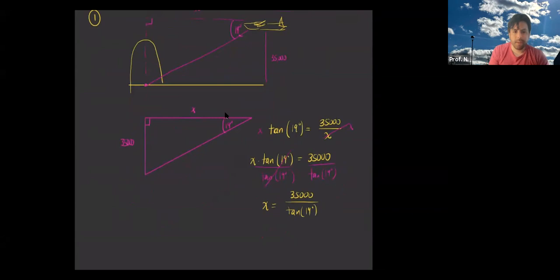The point on the ground. Okay, and then what? And then you put this in your calculator and you get 35,000 divided by tan of 19. Whoops, change it to degrees. So 35,000 divided by tan of 19. And so I get 1,001,647.